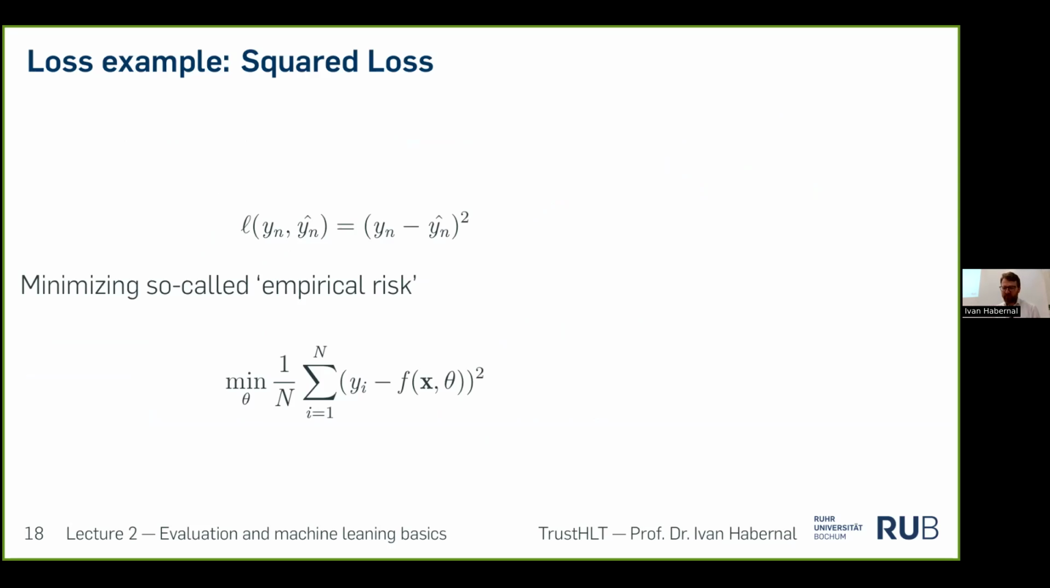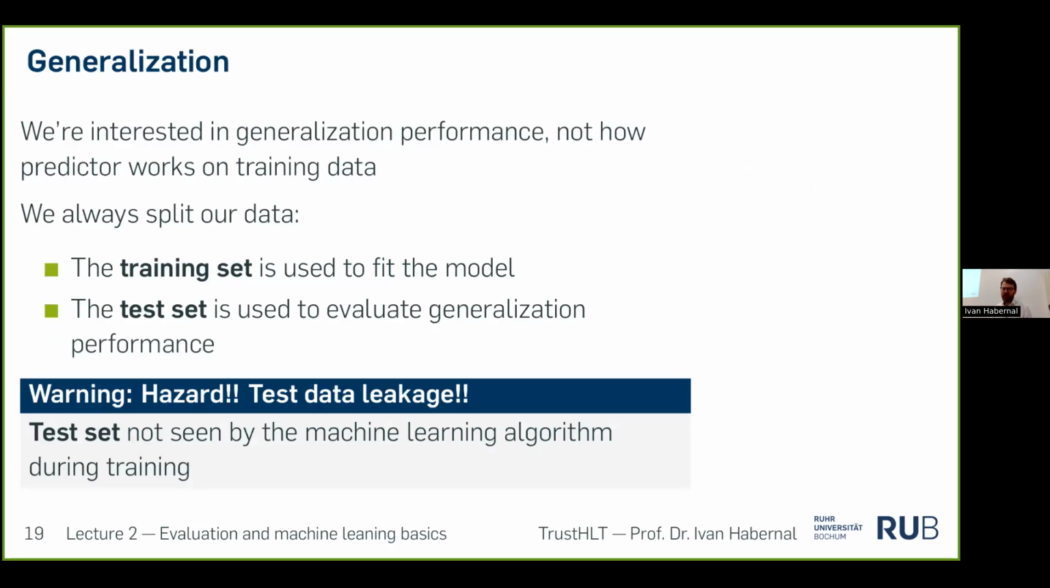Square loss, we talked about it. This is one example of the loss. We just take a square and we learn the parameters such that this thing is as small as possible over the training data. And the generalization we talked about as well. We're not interested in how the predictor works on training data, but on the test set. If there's something which you have to remember forever, it's this. Everything before is kind of optional, but now you have to remember.